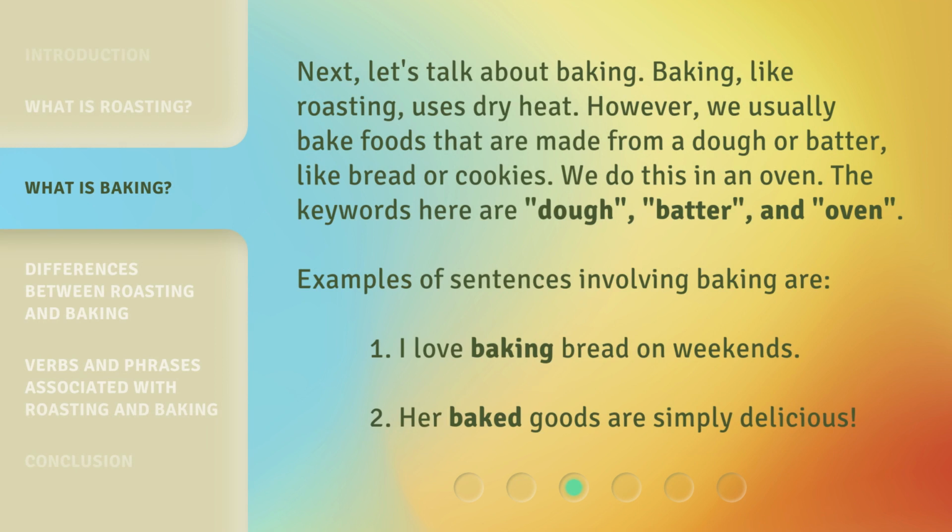Next, let's talk about baking. Baking, like roasting, uses dry heat. However, we usually bake foods that are made from a dough or batter, like bread or cookies. We do this in an oven. The keywords here are dough, batter, and oven.